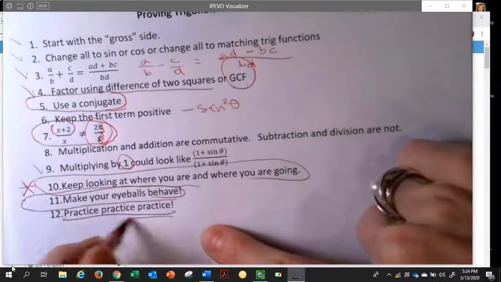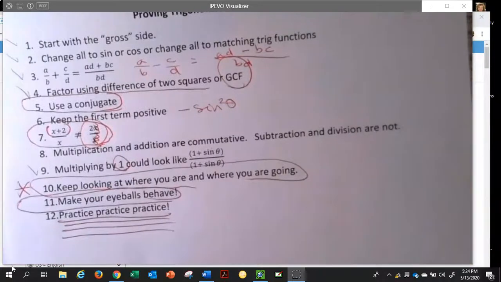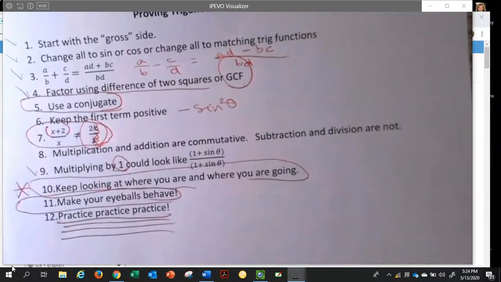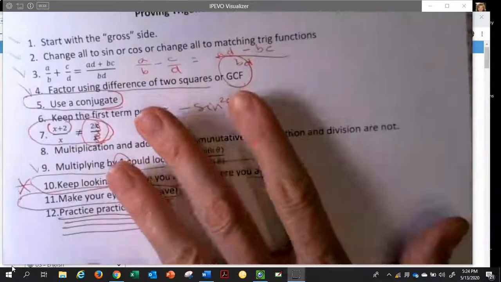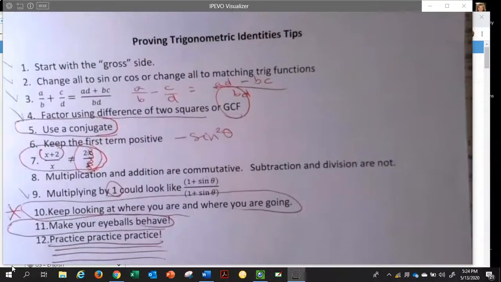And then this last one, I cannot say enough. Identities are tough to see. The identities are tough to learn. So you've got to practice, practice, practice, and print this page, hang on to it while you're looking through these examples, but then wean yourself off of it as you're getting ready and preparing for our first test.